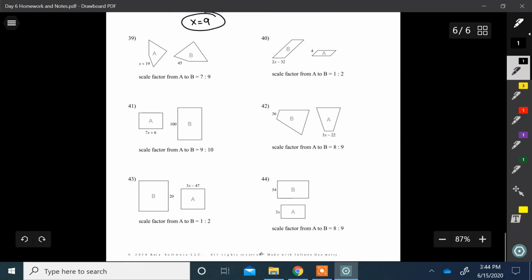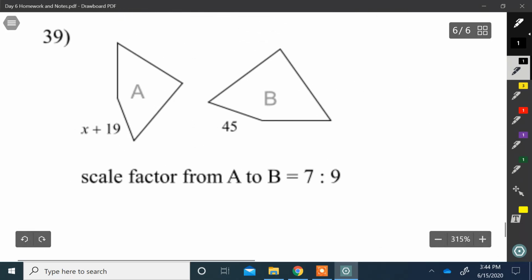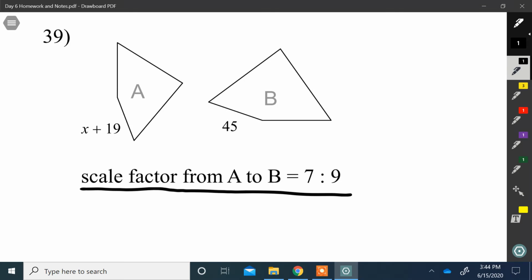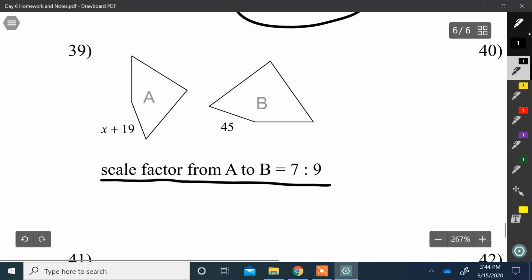Okay, let's talk about 39 through 44. Those look a little bit different. And here's the main difference, that they're telling you what the scale factor is. What do they mean by a scale factor A to B? Well, a scale factor is also a proportion. So we are actually going to be writing another proportion. So A to B are proportional in a ratio of 7/9.